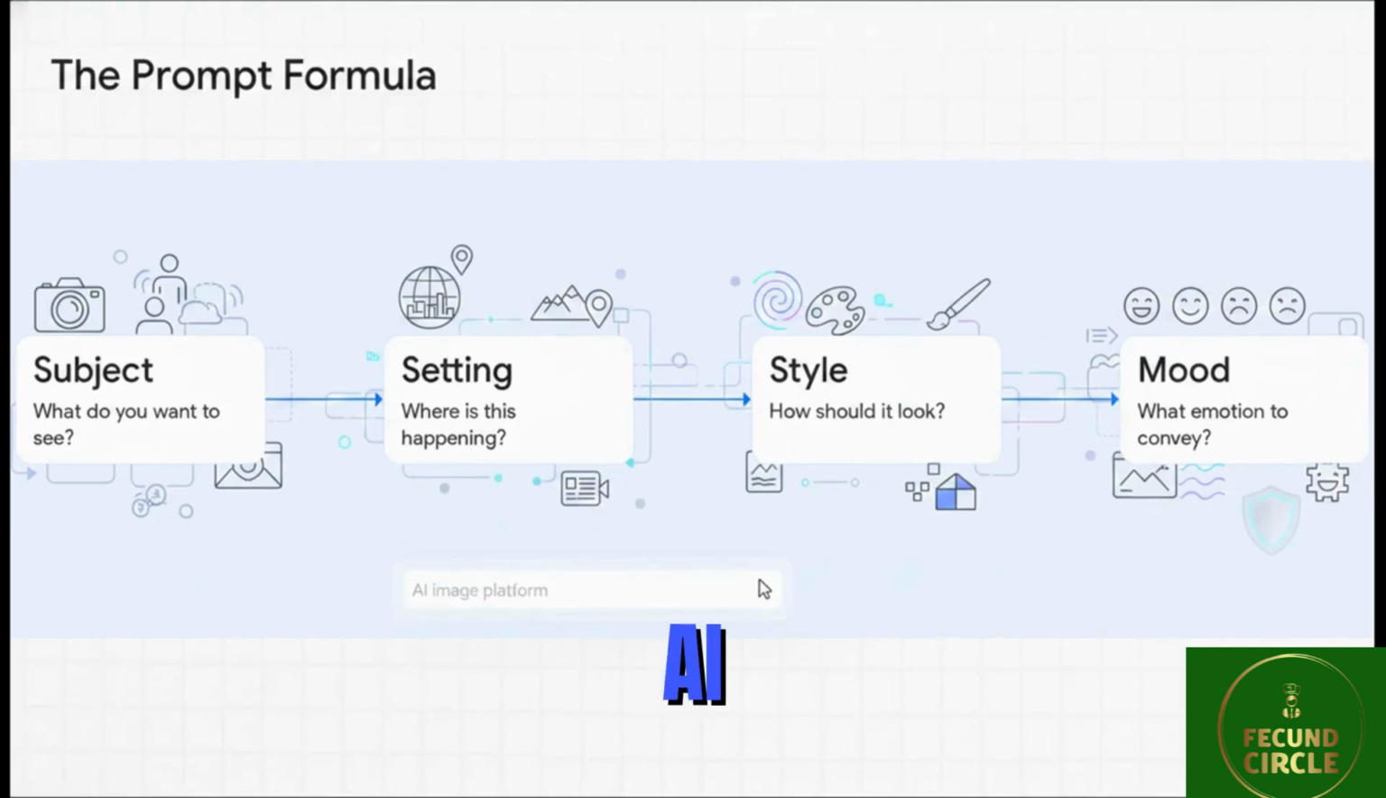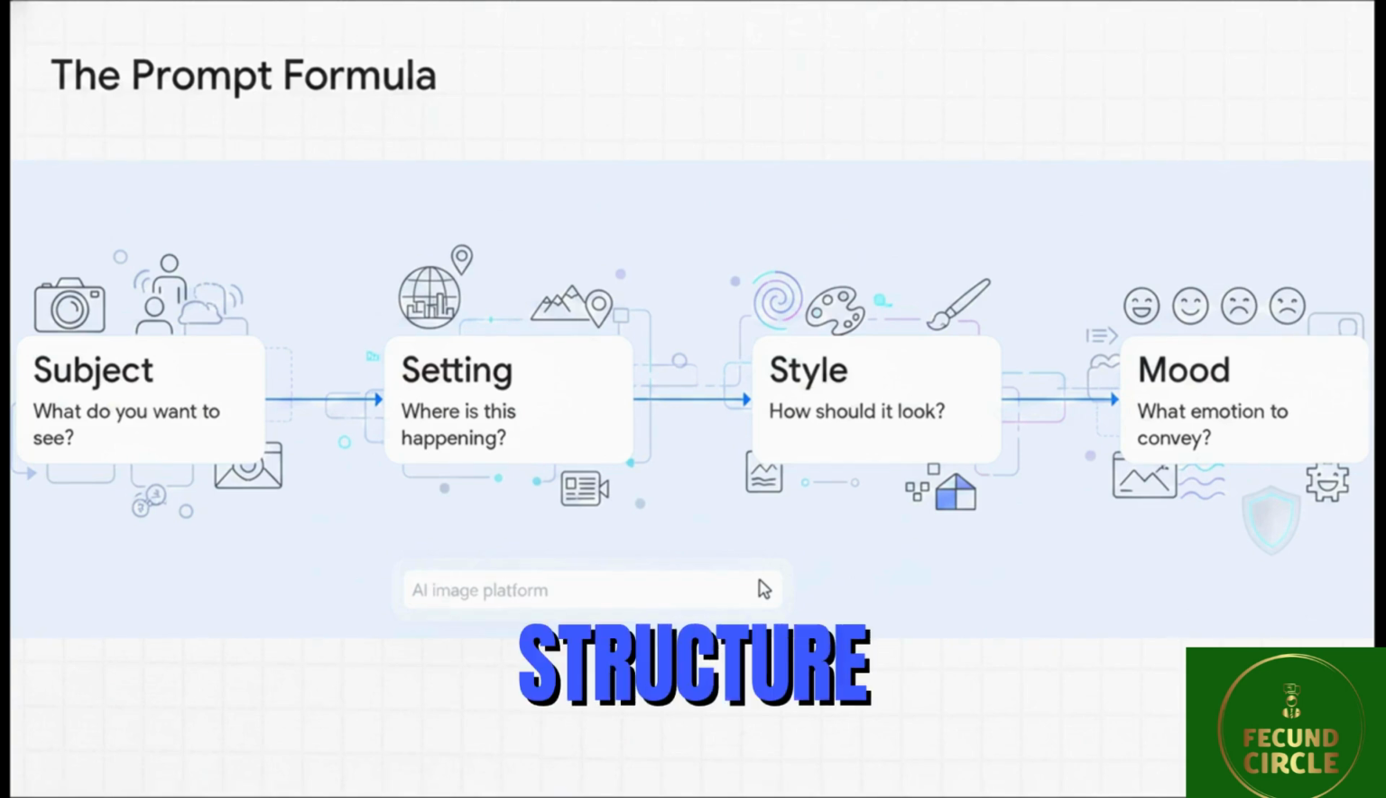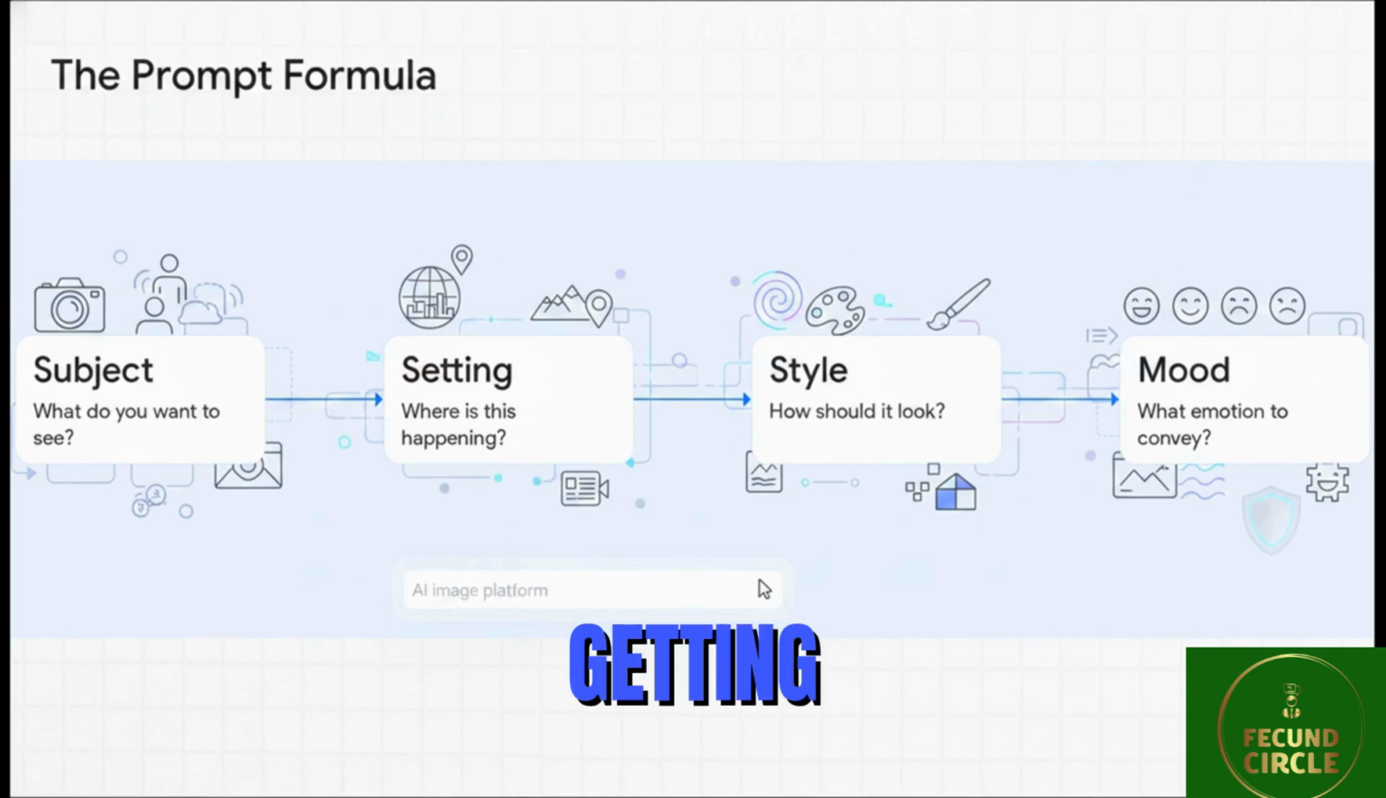Here's the thing. AI doesn't just read your mind. It actually needs structured instructions. The formula we use boils down to 4 simple steps: subject, setting, style, and mood. And this works universally across almost every single AI image platform we'll look at today. Using this exact structure is literally the secret to getting a high-quality professional result instead of a weird generic mess.